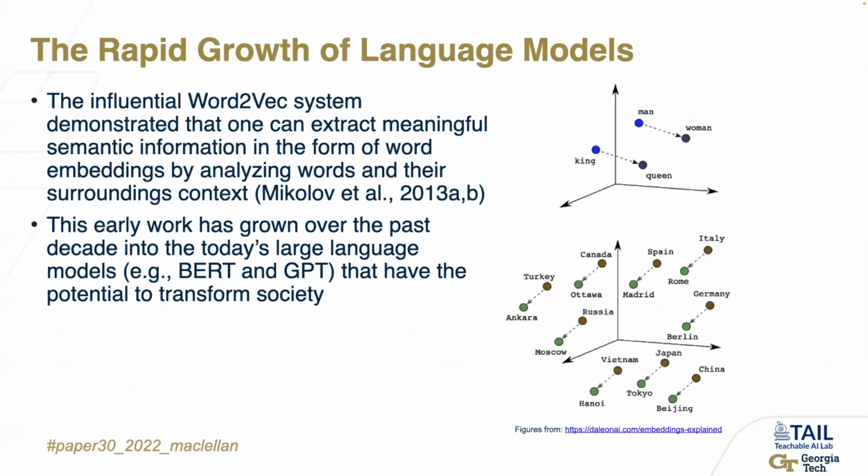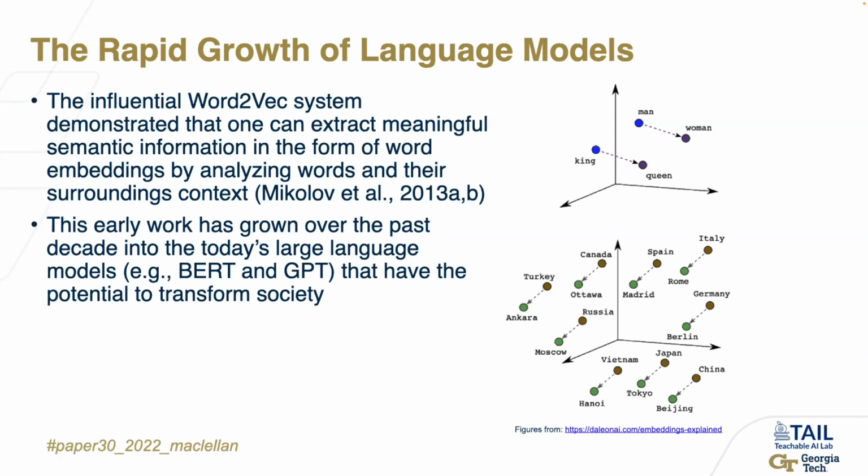So the basis for this idea is that in 2013, there was some influential work on a system called Word2Vec, which showed that one can extract meaningful semantic information in the form of word embeddings from analyzing words in their surrounding context. This early work was, I think, very seminal in that it grew later into a lot of the language modeling approaches that we see today, such as BERT or GPT, like we were just hearing about in the last talk.